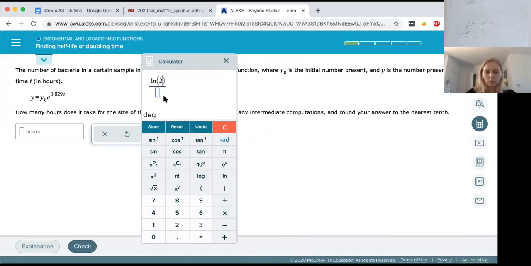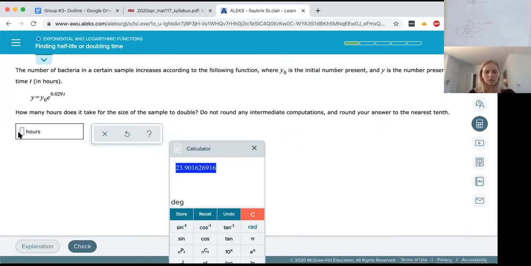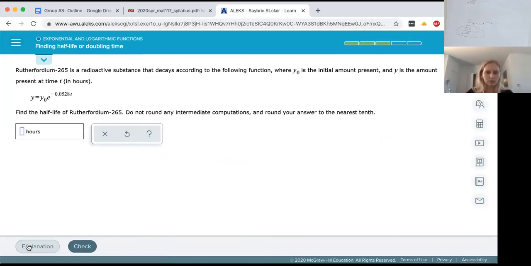I think you actually have to move. Okay, so this one's going to be 23.9. Yeah, round to the nearest tenth. Okay. All right, half-life. So I'm going to put 0.5 there. So this is going to be natural log of 0.5 divided by negative 0.0528.